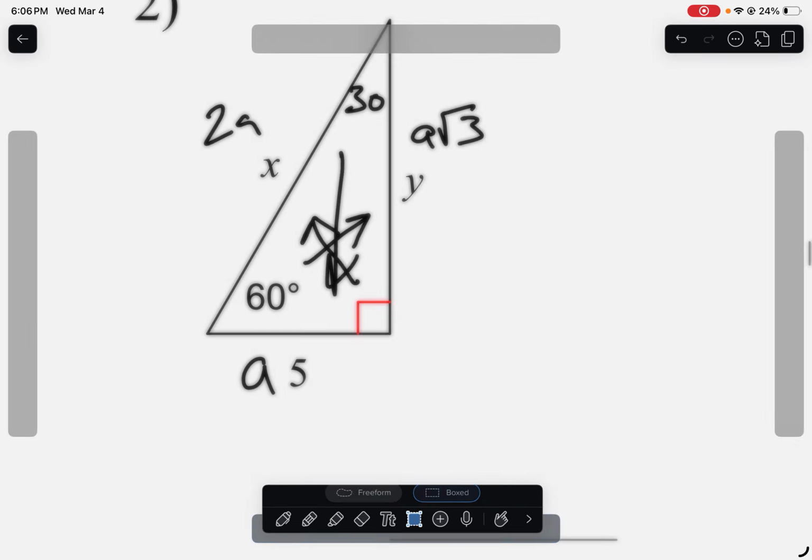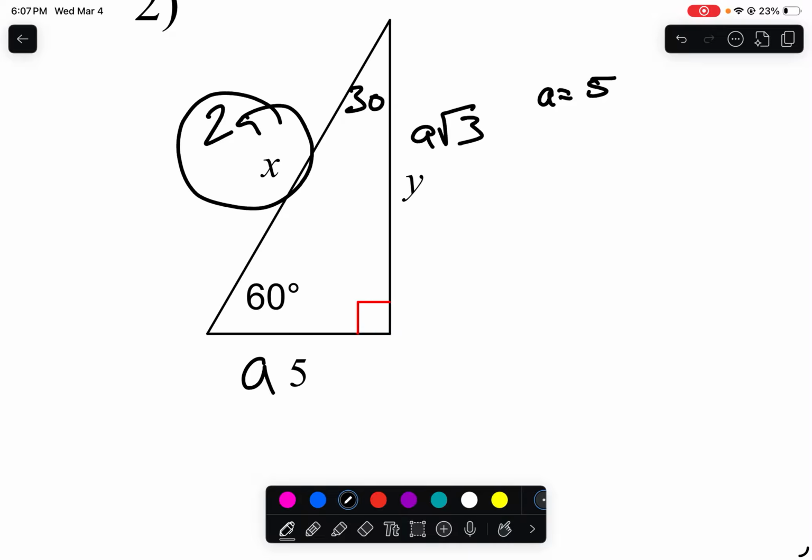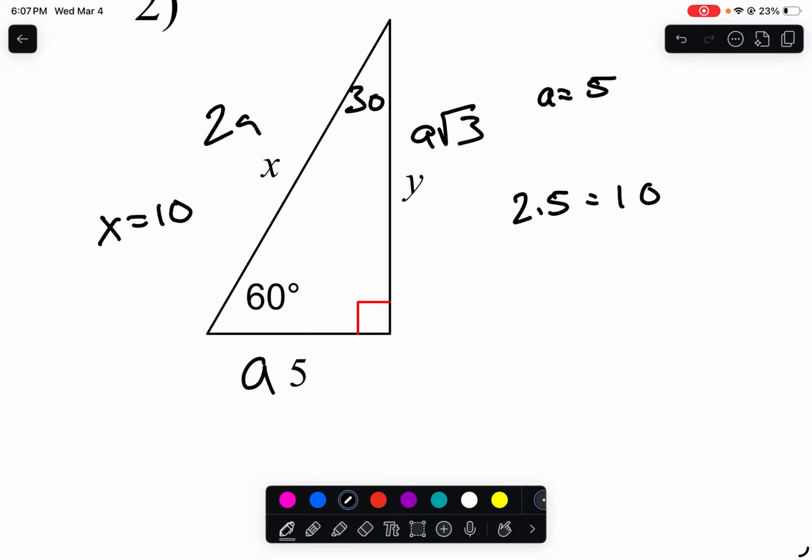Well, they gave me my a value here. So that means I don't have to work to find it. I know what it is. All right. So if my a is 5, my 2a should be pretty easy to find, right? My x value here is equal to 2 times a. Well, if my a is 5, I do 2 times 5, I get 10. So x is going to be equal to 10.